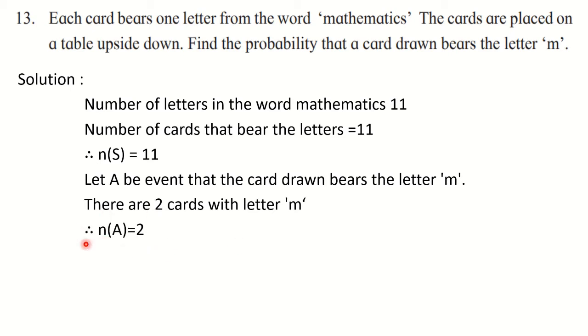Now we know n(A), that is 2, and we know n(S), that is 11. So can we write down the probability now by using the formula? Yes. P(A) is equal to n(A) upon n(S), that is 2 upon 11. So this was a short question. Please copy it down.